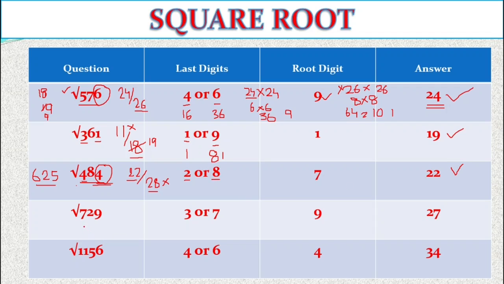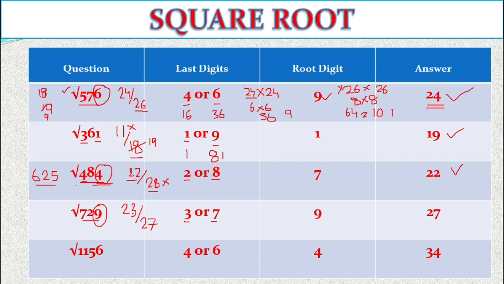And take this one, 729. What is 729? The unit digit is 9, so there are two probabilities. What are they? Either 3 or 7 can be used here. 3 into 3 is 9 and 7 into 7 is 49. Okay, so I am going to get 9 here. And what about this one? 3 3s are 9, 2 2s are 4. 2 is the nearest perfect square for it, so the probable answers are either 23 or 27. These are the two probable values.